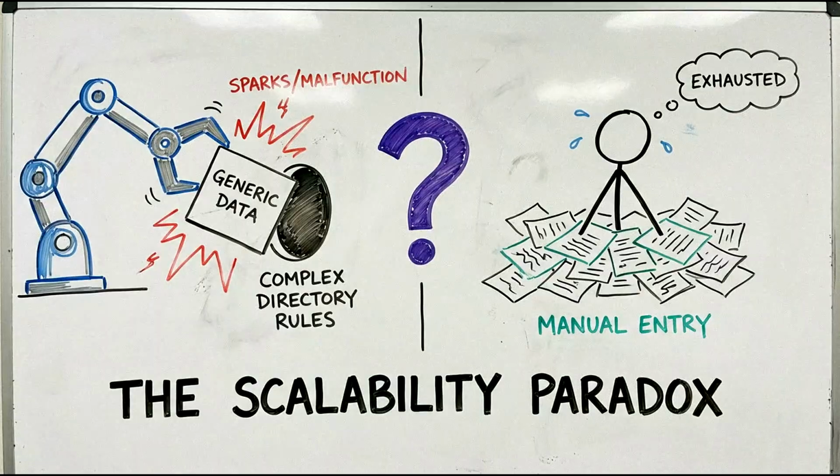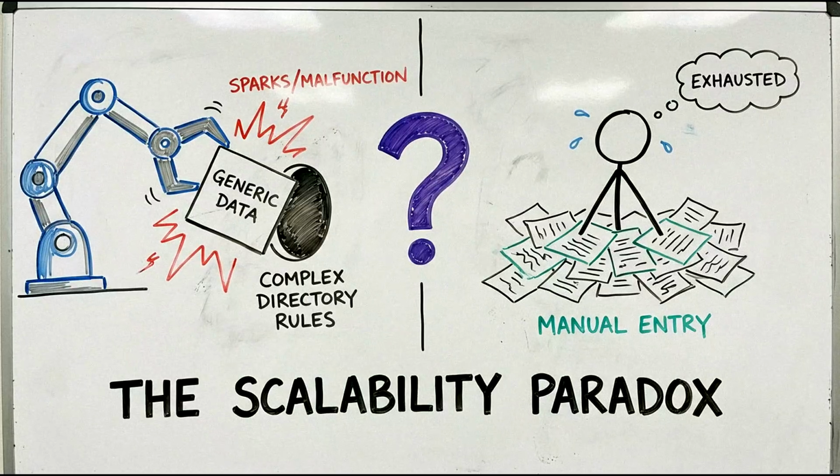Why? Because the glitch in pure automation is its inability to handle nuance. Modern directories have complex validation layers, captchas, specific category rules, image formatting that rigid bots simply can't navigate. So the bot hits a wall and usually fails silently.